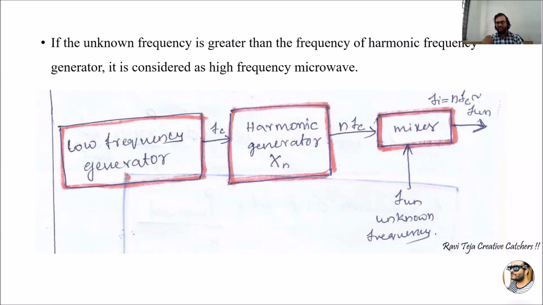If the unknown frequency we are giving is greater than the harmonic generator frequency, then it is considered as high frequency microwave. If the unknown frequency we are giving is less than the harmonic frequency generator, then it will be considered as a low frequency microwave. This is how the block diagram is shown.